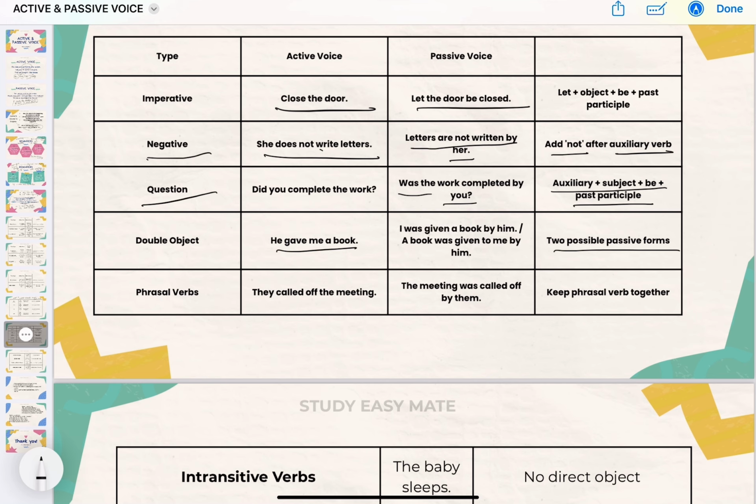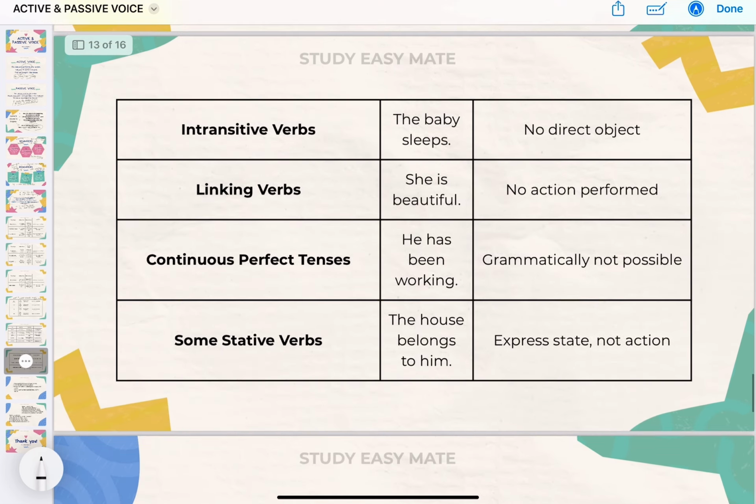For phrasal verbs: they called off the meeting. You'll have to keep the phrasal verb together. That is the main point. The meeting was called off by them. For intransitive verbs, like I said, there's no direct object. The baby sleeps. You can leave it like that. She's beautiful. There's no action performed, so you can leave it like that.